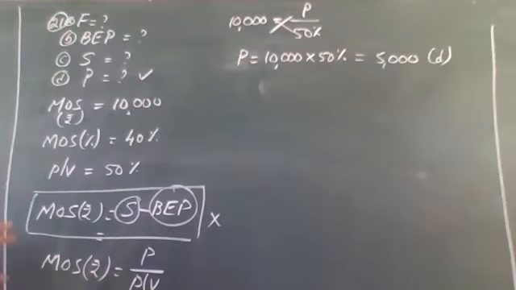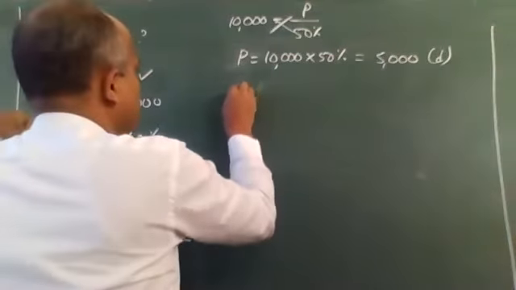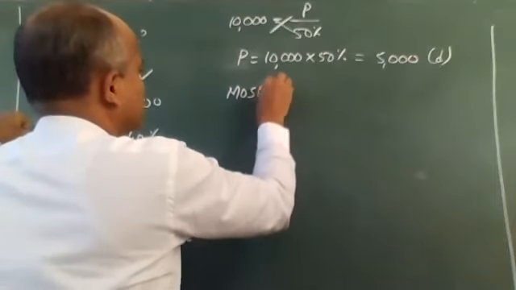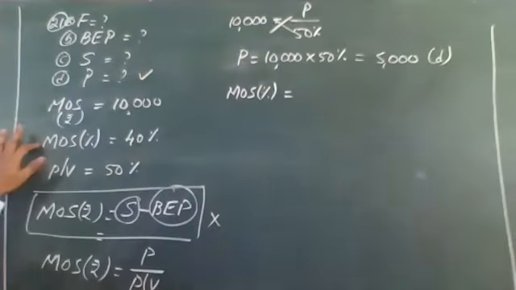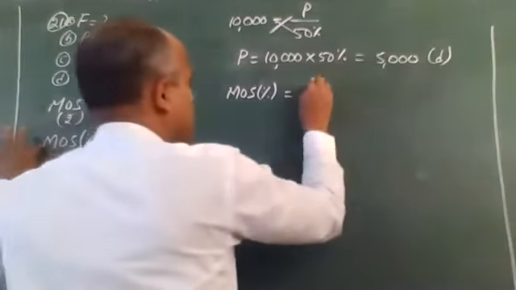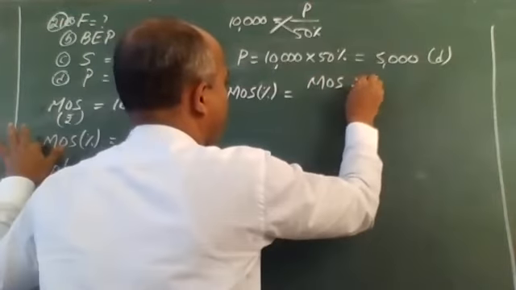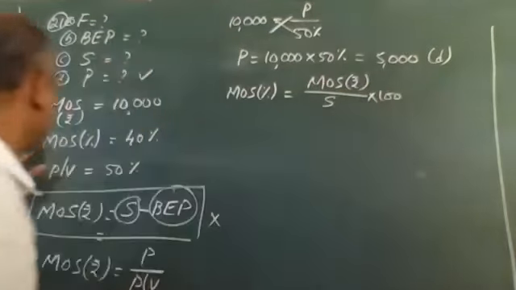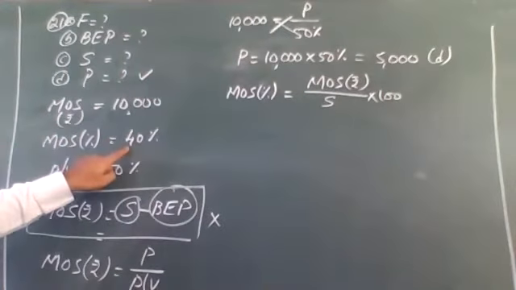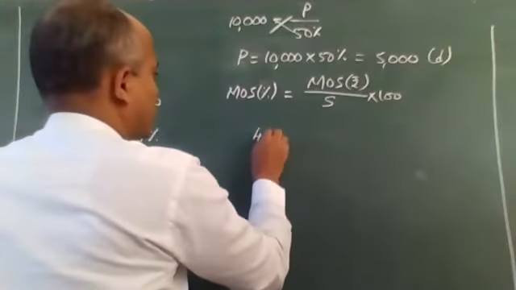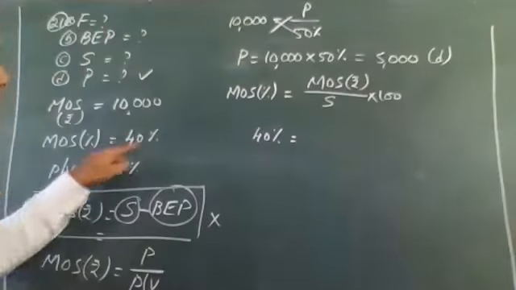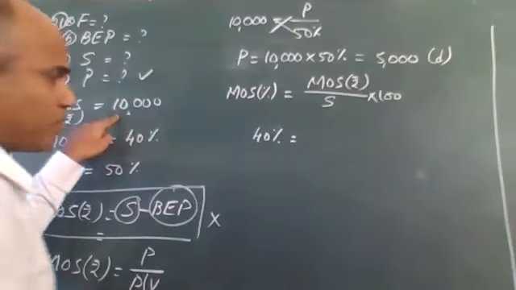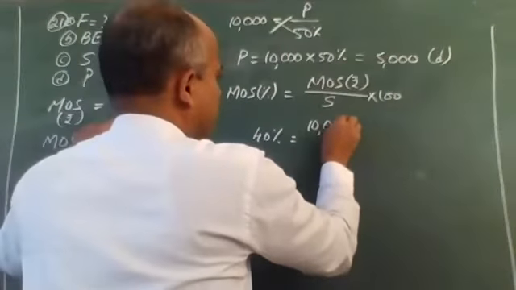Now let us try with the MOS percentage formula. MOS percentage is margin of safety in rupees by sales in rupees. I know the MOS percentage here, yes, it is 40%. I know MOS rupees, it is 10,000 rupees given in the question.